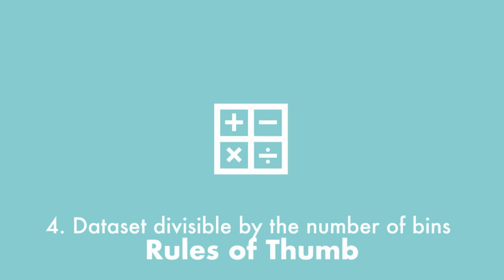Fourth rule: if it's at all possible, try to make your data evenly divisible by the number of bins. For example, if you have 10 data points, work with 5 bins instead of 6 or 7.